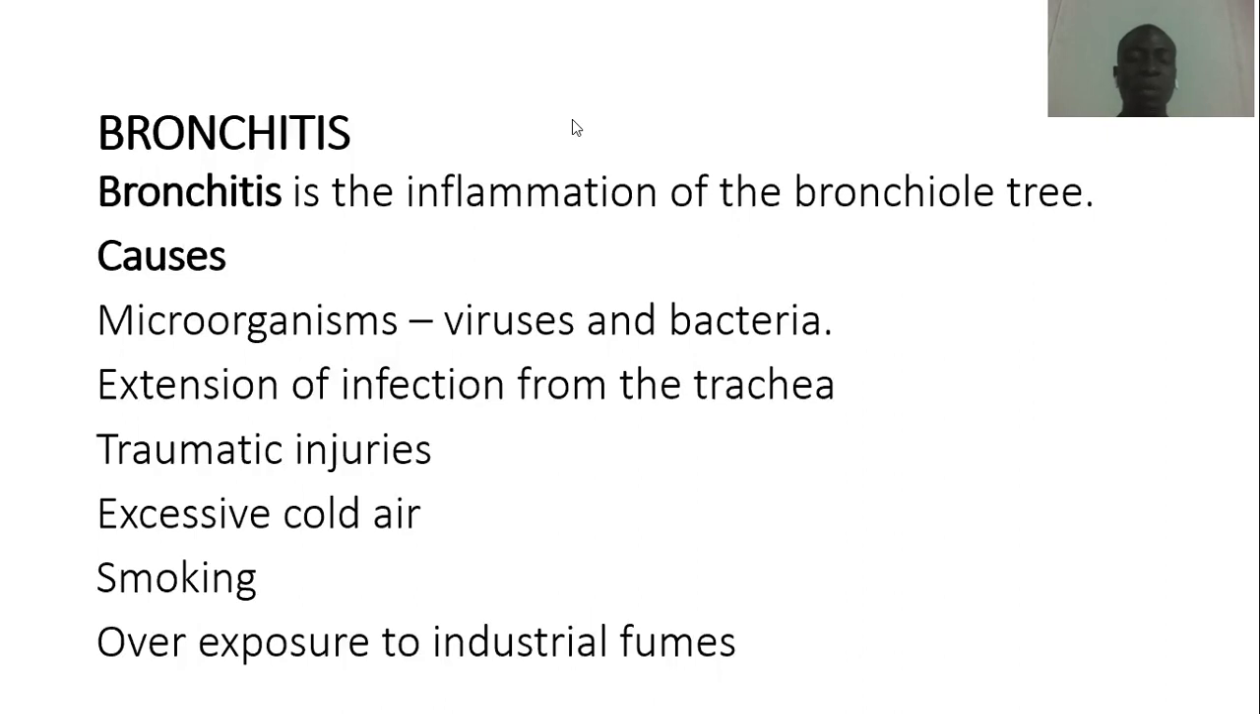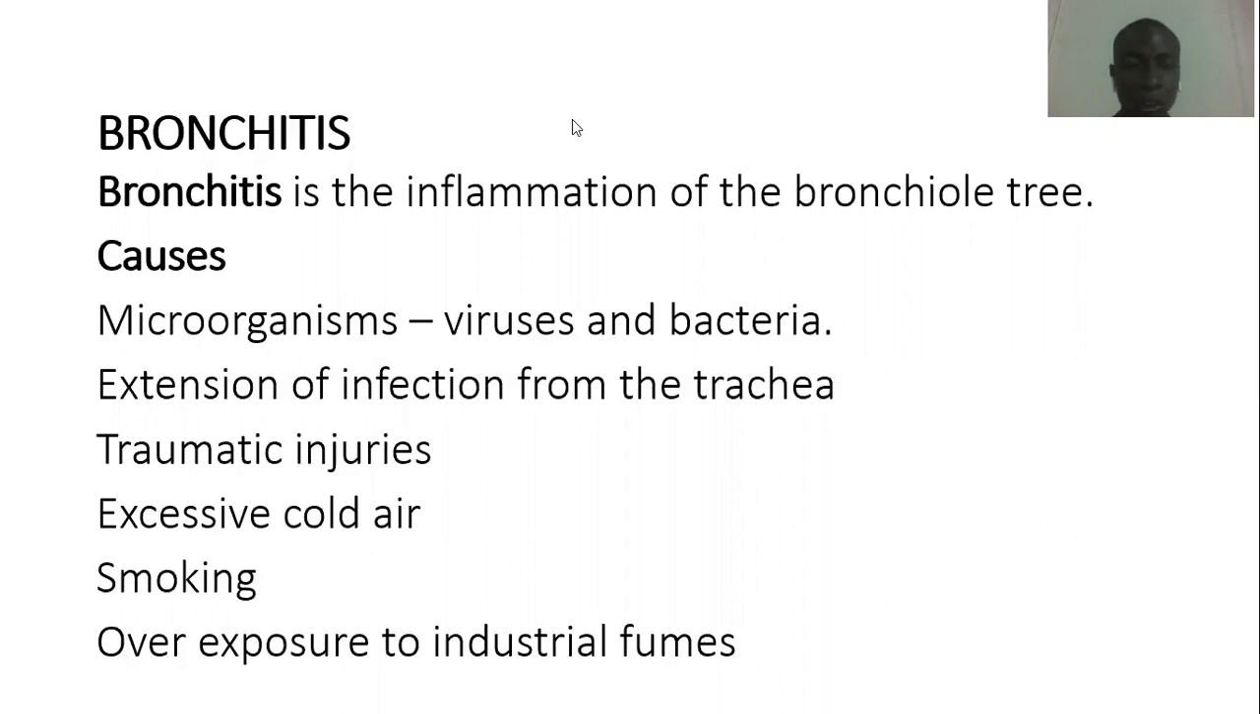The first one is microorganisms. Under microorganisms, we're talking about viruses and bacteria. Inflammation caused by virus or bacteria can result in bronchitis. Then there is extension of infection from the trachea. If you have any infection of the trachea, it can go to the bronchi and cause bronchitis.